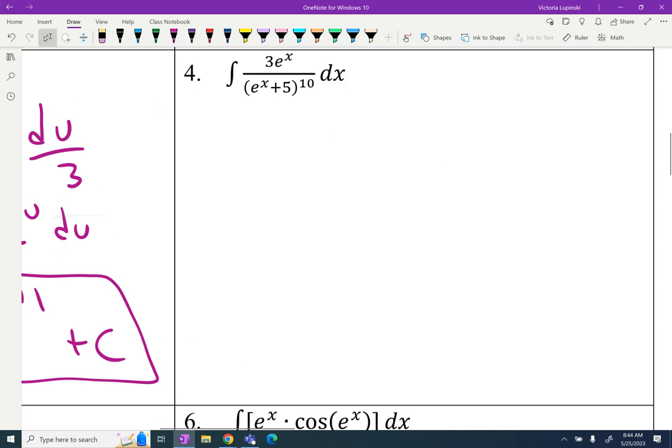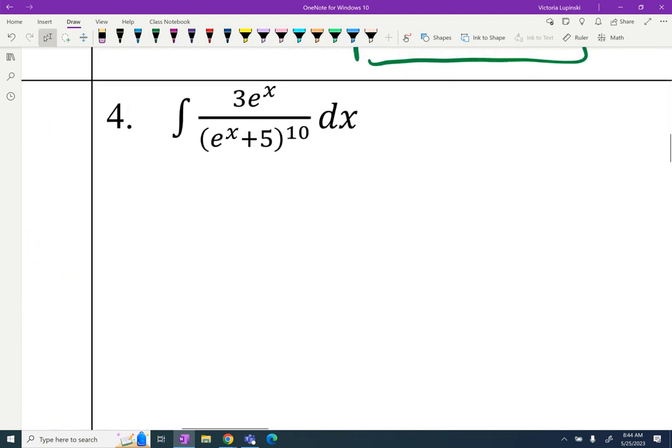Okay. In number 4, you've got quite a whole lot going on here. I don't really like the fact that this is a fraction. So I'm going to take that and move it up to the top. How do I do that? Make it a negative exponent. So this now becomes e to the x plus 5 to the negative 10. So I'm moving it from the bottom to the top. All 3 of those things are now on the top: 3e to the x, dx, and e to the x plus 5 to the negative 10.